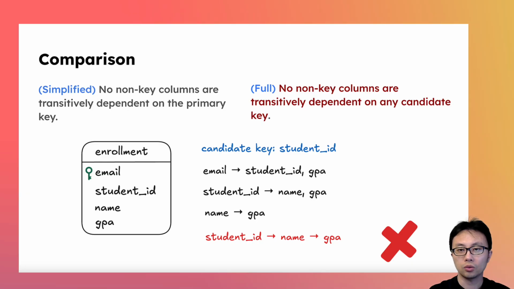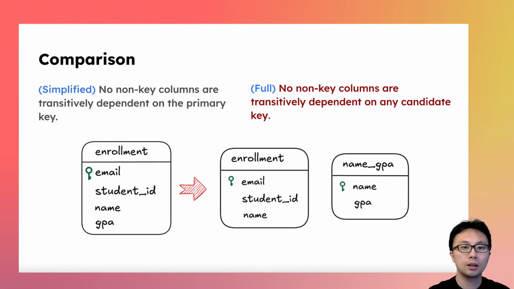How do you fix this issue? In the same way as you fix a violation to the simplified version of the third normal form. You need to move the columns in the transitive dependencies to a different table, and the determinant will become the primary key in the new table. In this example, that's the name GPA table. Additionally, you will keep all the columns that are directly dependent on the primary key and any other candidate keys in the old table. So the enrollment table will have three columns after the fix.